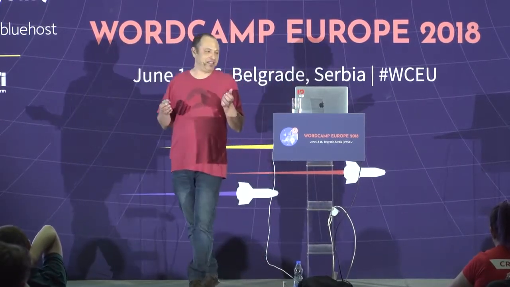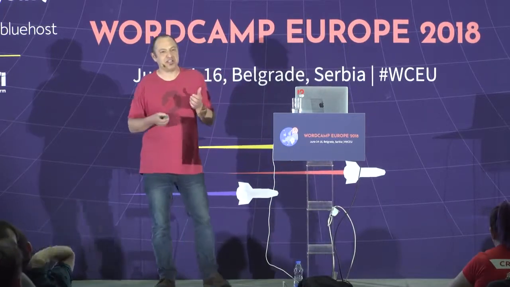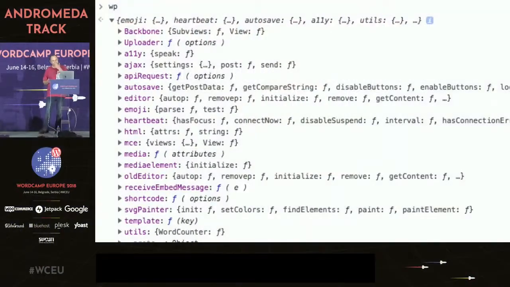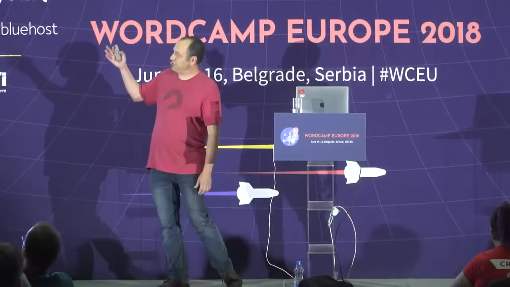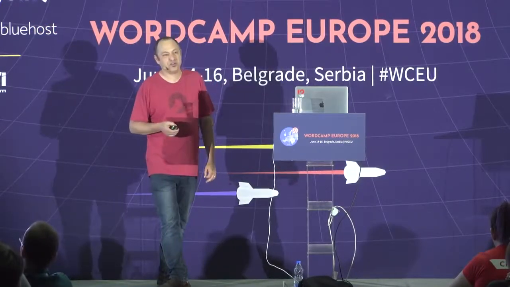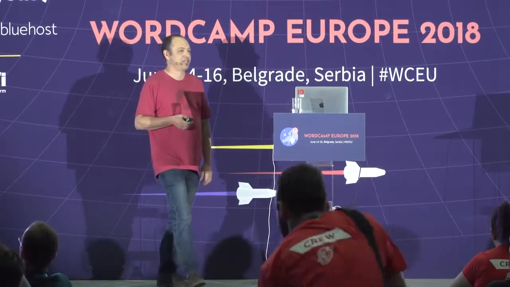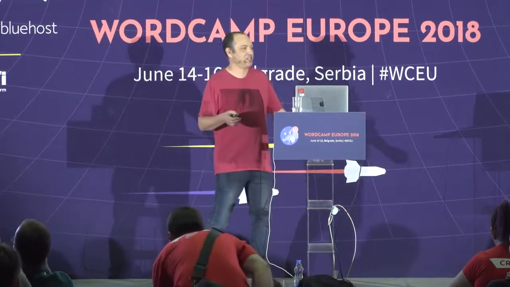Traditionally, in WordPress, all of the JavaScript we've developed has been put on the WP global, window.wp. And this is where all of the features that are JavaScript features in WordPress live. So the WP namespace is modular. This is what you get when you type in WP in the console on the post-edit page. And each one of these objects is worth exploring. I actually encourage you to take your console and just type WP in and see what you find.